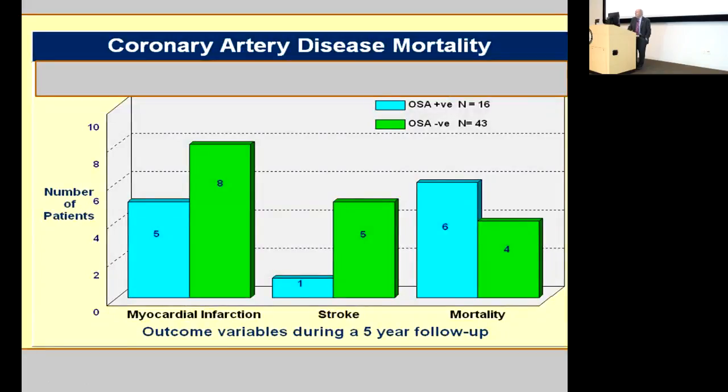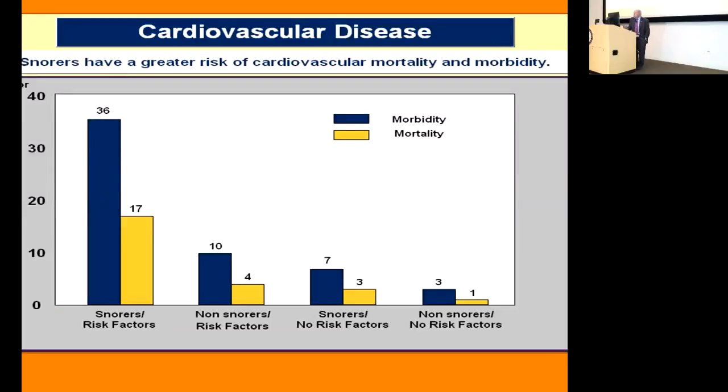Coronary artery disease mortality is higher with this disease. The green is the frequency of myocardial infarction in 43 people who had significant sleep apnea. And the blue is 5 out of 16 who did not have sleep apnea. So mortality is high, six out of 16, I think I reversed that. 6 out of 16 who had mortality as compared to 4 out of 43 without sleep apnea. That's huge.